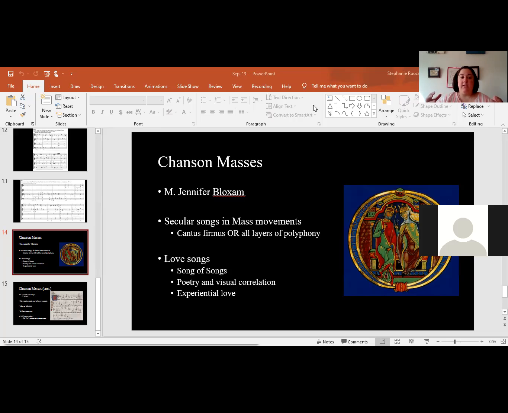So they started this idea of putting these pop songs with the mass texts so that you can make some kind of larger point. And really what they're doing is riffing on this tradition of the Song of Songs and reading the Blessed Virgin into the role of the beloved in that poem. Is anybody familiar with what the Song of Songs is? What is that text?